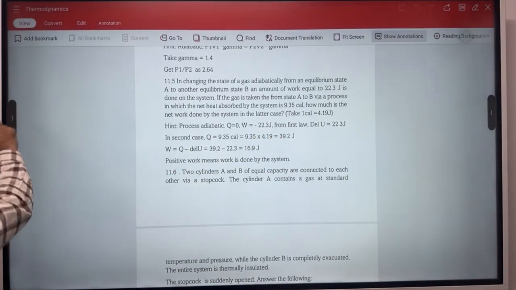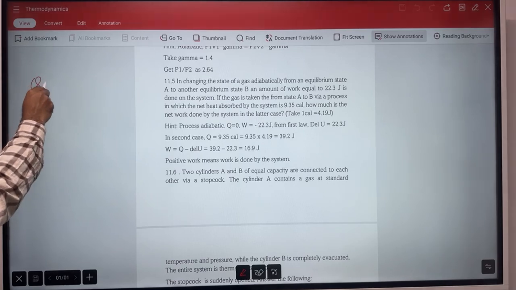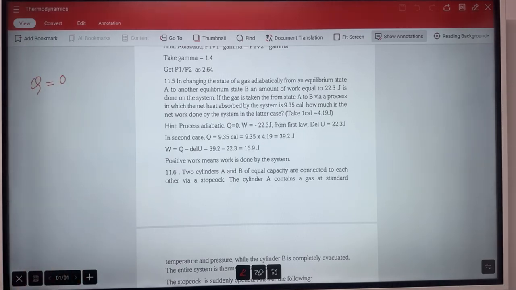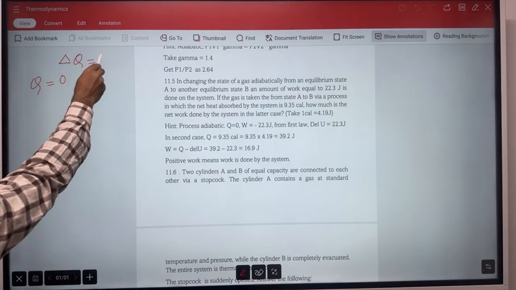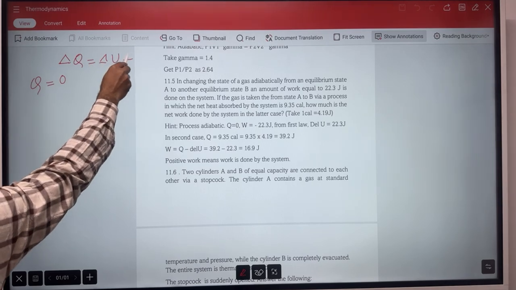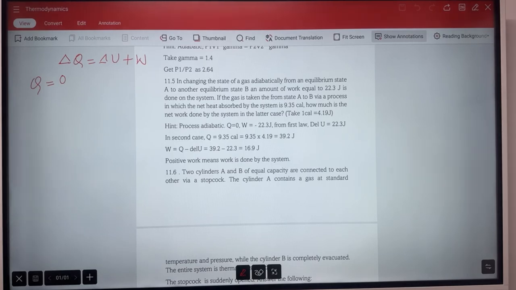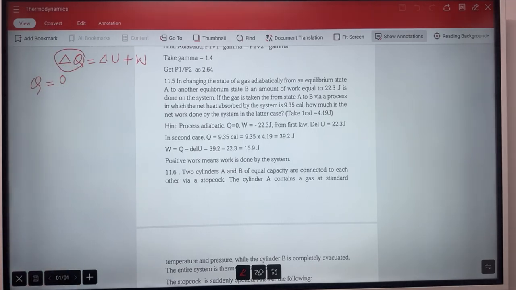So first of all, here you have to think that an adiabatic process is taking place. It means heat exchange is not possible. So you can write Q equal to 0, right? Or delta Q, you can use. If you are using the first law of thermodynamics, you can write delta Q equal to delta U plus either PdV or just W, right? But since Q equal to 0 in this question, delta Q equal to 0.